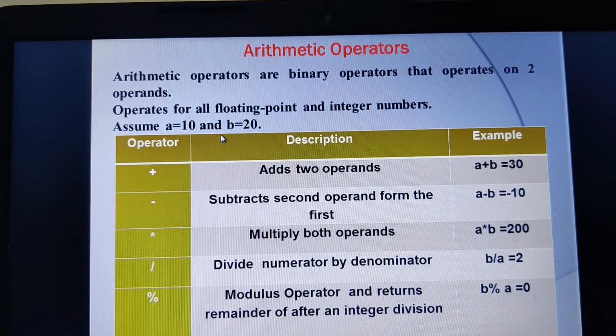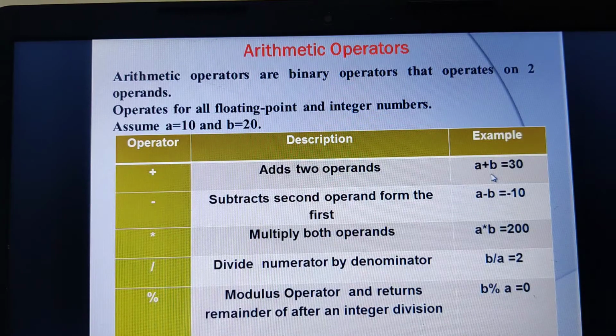Now let us assume A value to be 10 and B value to be 20. That means, this is an assignment operator, right? This is what you are using. This is an assignment. The value 10 is being moved into the variable A. Similarly, 20 is being moved into the variable B. I am repeating these things so that you can clearly understand. Fine? Okay. Now this is the operator, this is the description, and this is the example.